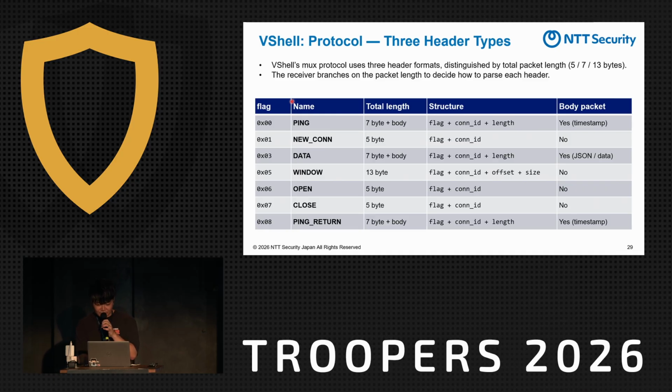For example, simple control messages such as new connection, open, and close use a 5-byte structure consisting of only a flag and a connection ID. On the other hand, packets that carry data, such as ping, data, and ping return, use a 7-byte header plus a body, including a flag, connection ID, and length field. Additionally, the window packet, which is used for flow control, has a longer 30-byte structure that includes offset and size information. As shown, the structure clearly varies depending on the flag type, enabling efficient and flexible communication handling.